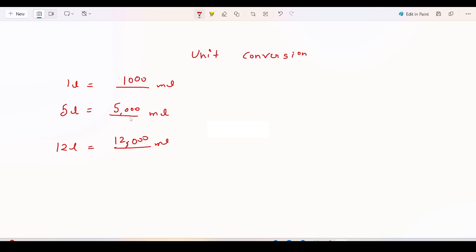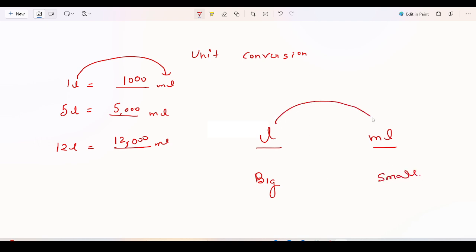Whenever we are converting, which one is bigger, liter or milliliter? Liter. Yeah, liter is bigger than milliliter. So when we are going from liter to milliliter, we are converting a bigger unit into a smaller one. Whenever we convert bigger into smaller, we multiply. Like here we are multiplying 5 with 1000, and here we are multiplying 12 with 1000, right?